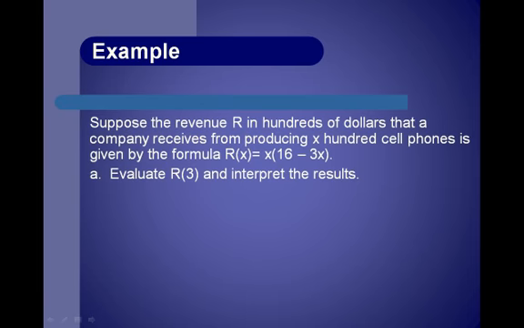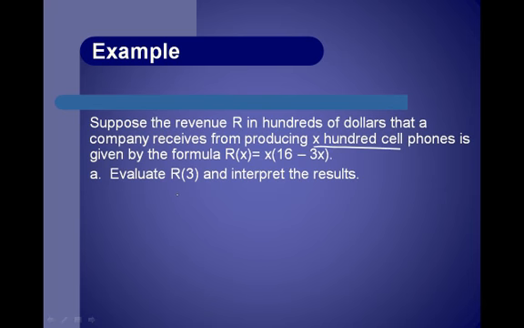Okay, another application. Suppose the revenue R in hundreds of dollars that a company receives from producing X hundred cell phones is given by the formula R of X equals X times 16 minus 3X. Evaluate R of 3 and interpret the results. Well, R is the revenue and X is the number of hundred cell phones.